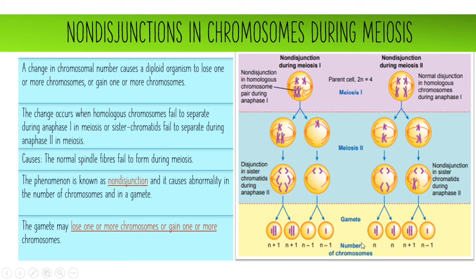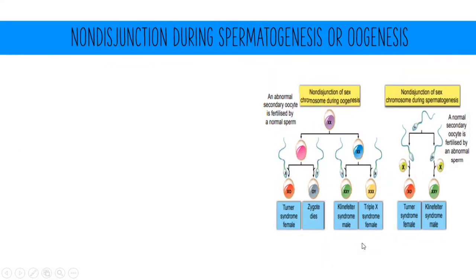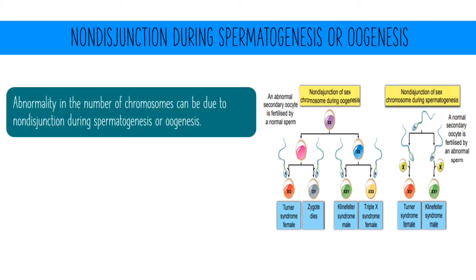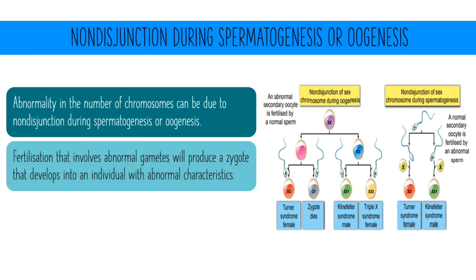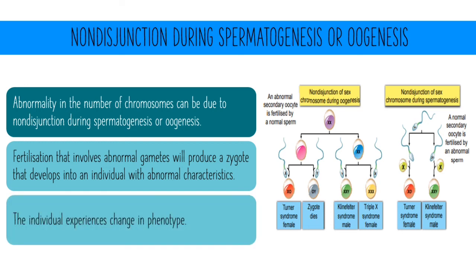Okay, non-disjunction during spermatogenesis or oogenesis. So abnormality in the number of chromosomes can be due to non-disjunction during spermatogenesis or oogenesis. So fertilization that involves an abnormal gamete will produce a zygote that develops into an individual with abnormal characteristics. And the individual experiences change in phenotype. Okay, jadi ini non-disjunction yang berlaku semasa penghasilan sperma dan penghasilan ovum. Okay. Jadi bila berlaku perubahan pada gamet, dia akan menghasilkan anak yang mempunyai pelbagai jenis sindrom.